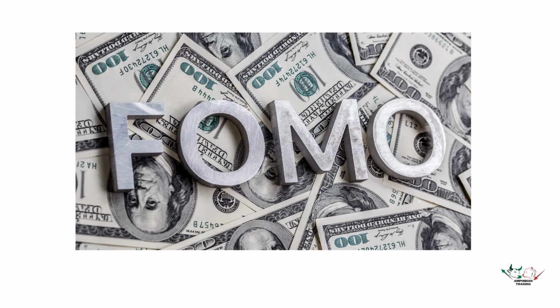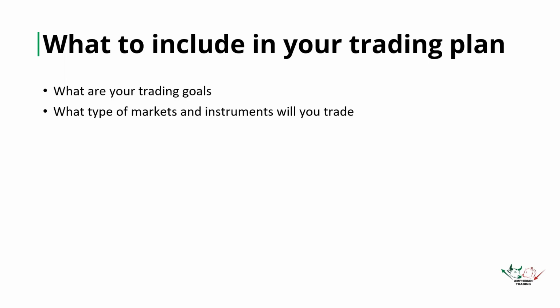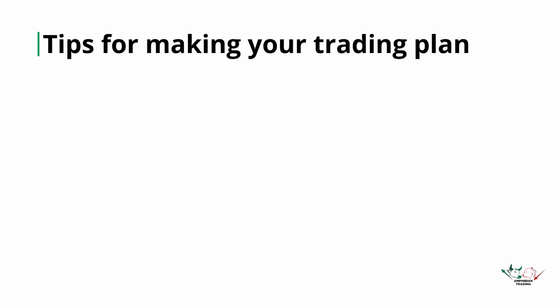Now, before we start building our trading plan, let's take a look at the 8 components that will make up our trading plan, and then we'll discuss some tips to help you work through it. So here is what we are going to include in our trading plan. First, what are your trading goals? What type of markets and instruments will you trade? Entry and exit rules, risk management rules, market direction and timing rules, routines, resources, and then lastly, miscellaneous rules. Now, I know that's a lot of stuff to cover, but this doesn't have to be a daunting task, so here are some tips to consider when building out your plan.